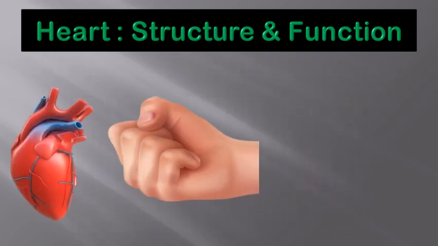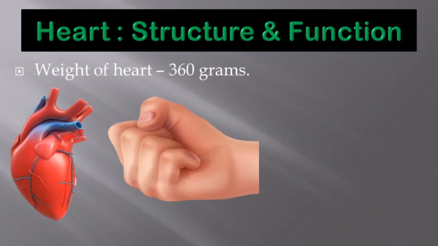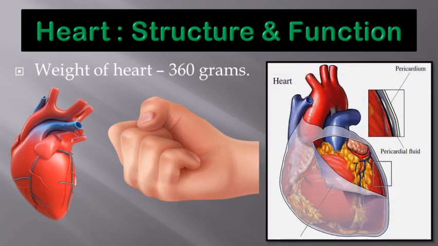Now the size of our heart is equal to one's own fist, and its weight is about 360 grams. And it is covered by a double layered peritoneal membrane. You can see a white colored membrane there. This is the double layer of the heart, and a fluid is also present between the two membranes. You can see the pericardial fluid between the two membranes of the outer covering, due to which the heart is protected from friction and mechanical shocks.